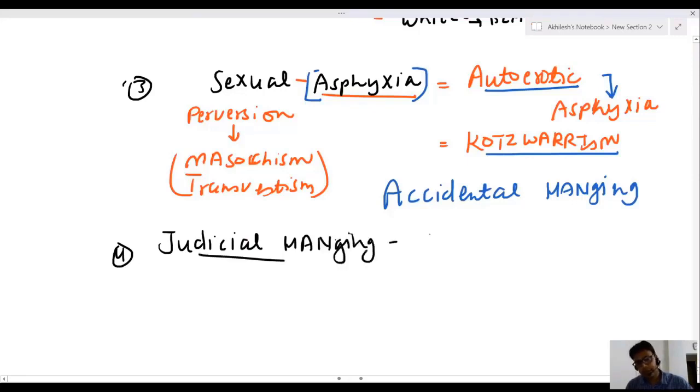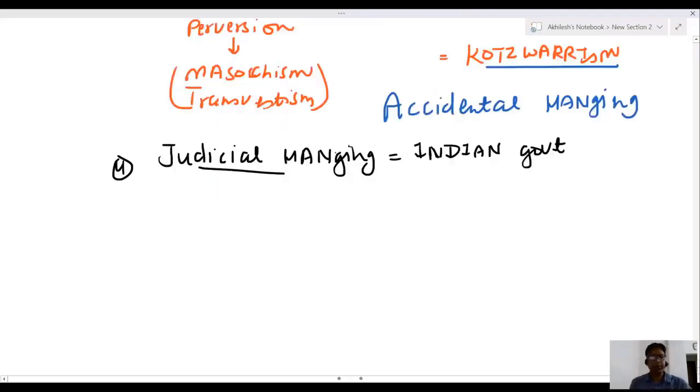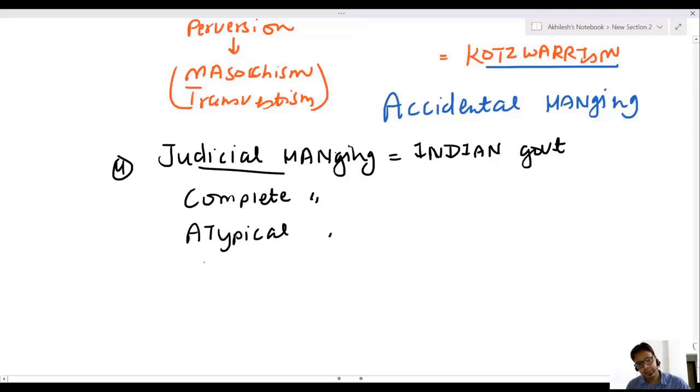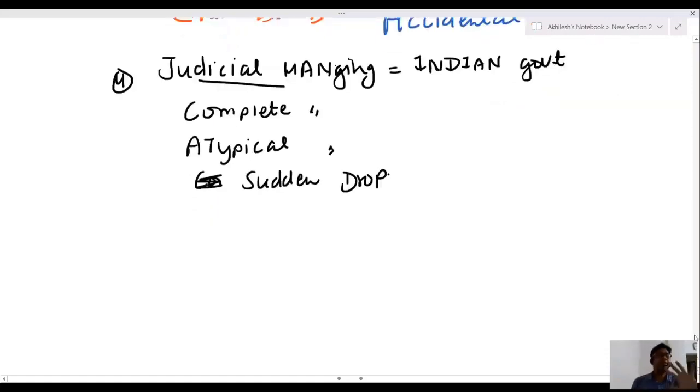Sir, the Indian government used this method for killing criminals, for execution. Recently, we have seen the 4 accused of the Nirbhaya case died by this method, judicial hanging. Sir, this hanging is a complete hanging, first of all. This hanging is atypical hanging, second. And here we have a sudden drop. Suddenly the person drops.